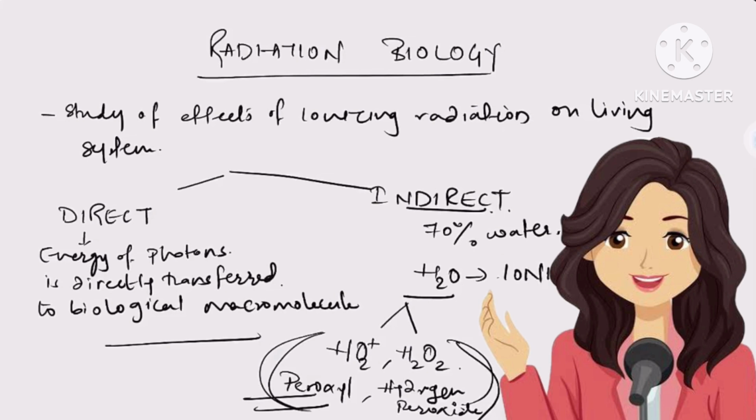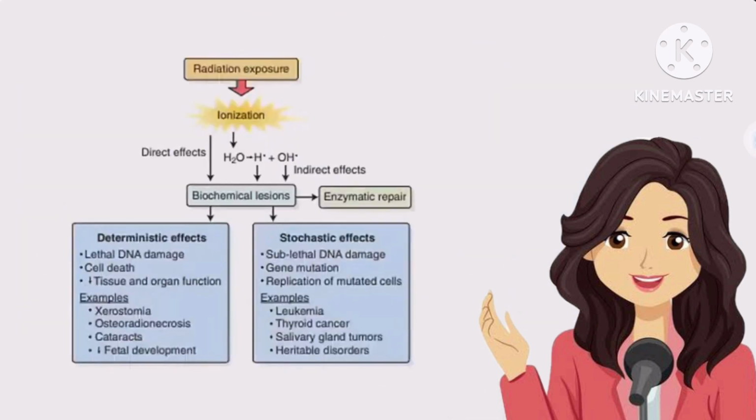Direct effect: photons just come and hit directly onto the macromolecule. So this is the difference between these two. Now we have something called stochastic and deterministic effect. Here also I have a picture where radiation exposure, ionization causes free radicals, which are indirect effects on the tissues. Direct effects are radiation or photons coming and hitting the tissue. Now, deterministic and stochastic effect. What are those?